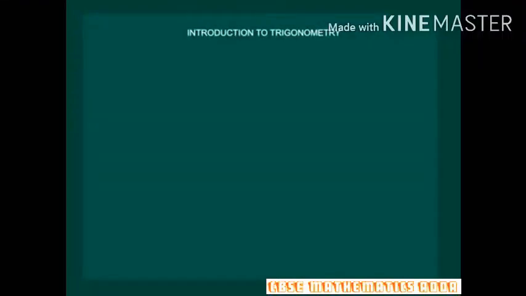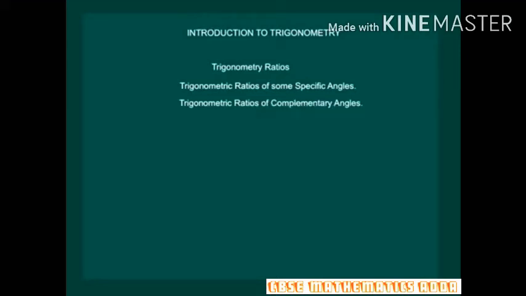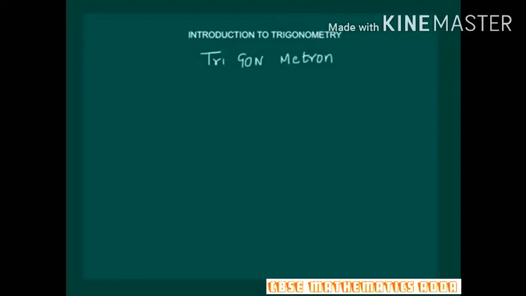Introduction to trigonometry. So we'll discuss trigonometric ratios, then trigonometric ratios of some specific angles. Then we will proceed to the trigonometric ratios of the complementary angles, and at last we proceed to the trigonometric identities. So these four topics we will cover.